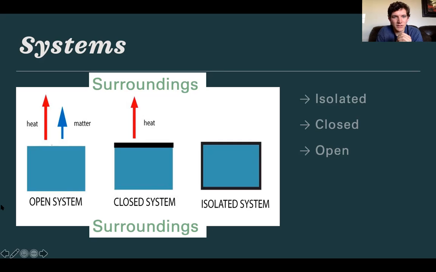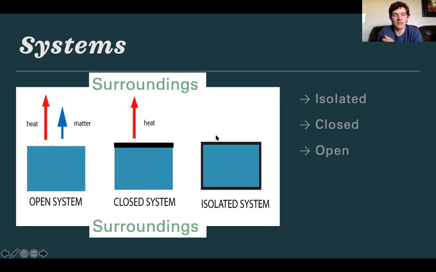Or you have a closed system where the matter is not leaving, just the heat. That's kind of like if you put a pot of water to boil and you have a lid on it, only heat is going to escape. And obviously, if you have steam coming up, that is going to be some water matter, but mainly in closed systems, it's just heat that's escaping. And then you have an isolated system, and this is like a perfect thermos where no matter gets in or out and no heat gets in or out. So it's totally isolated.